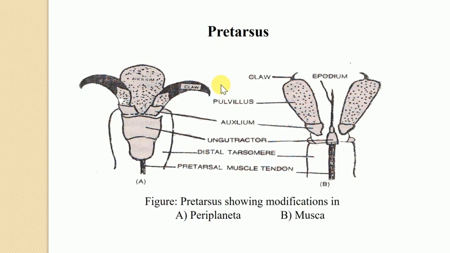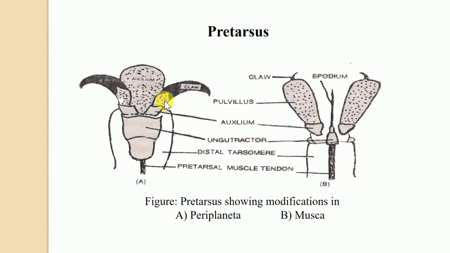And in the case of notonectid bugs, these pretarsal claws are completely absent. This means the claws show much variation among different insects. The claws articulate with the dorsal median cuticular process of the pretarsus, which is known as the unguifer. Okay, so this one is the unguifer on which these claws are articulated.